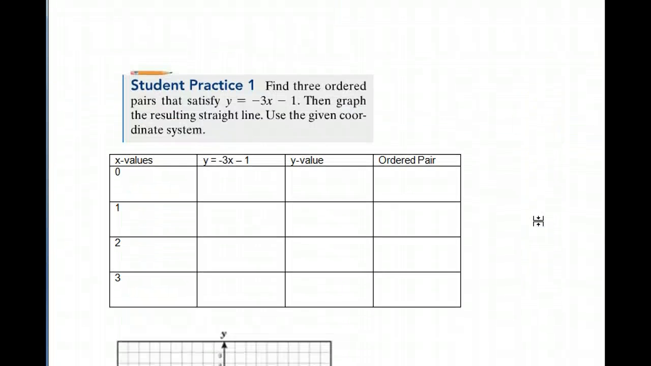So what I would like for you to do now is go ahead and try student practice 1. Go ahead and fill in your chart and graph your equation. Pause the recording and please press play as soon as you're ready to proceed.